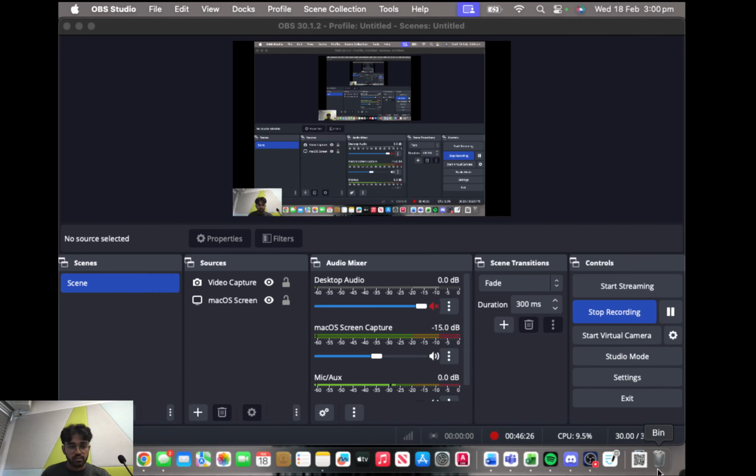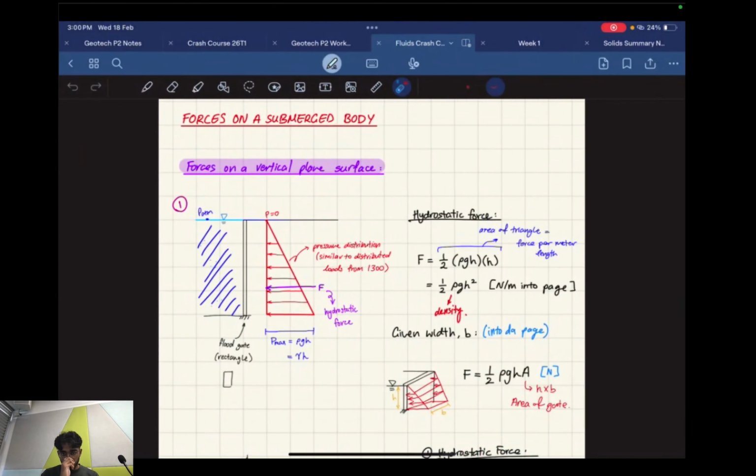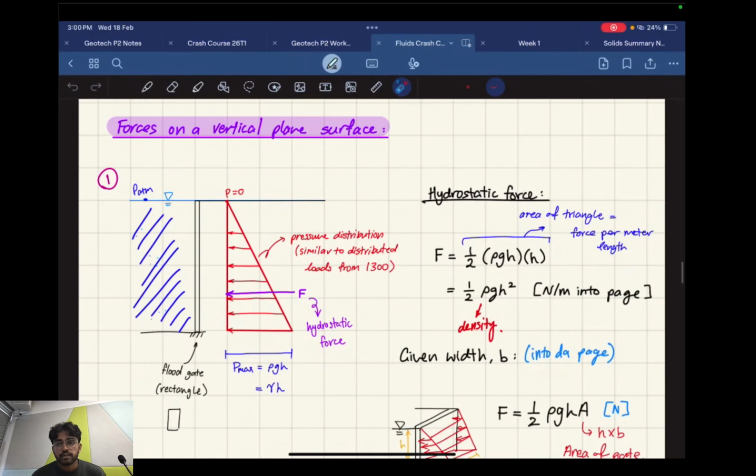Alright, let's get started. Forces on a submerged body. Let me start the recording. It's already going. Beautiful. So, there are 3 cases that we look at when it comes to fluids.